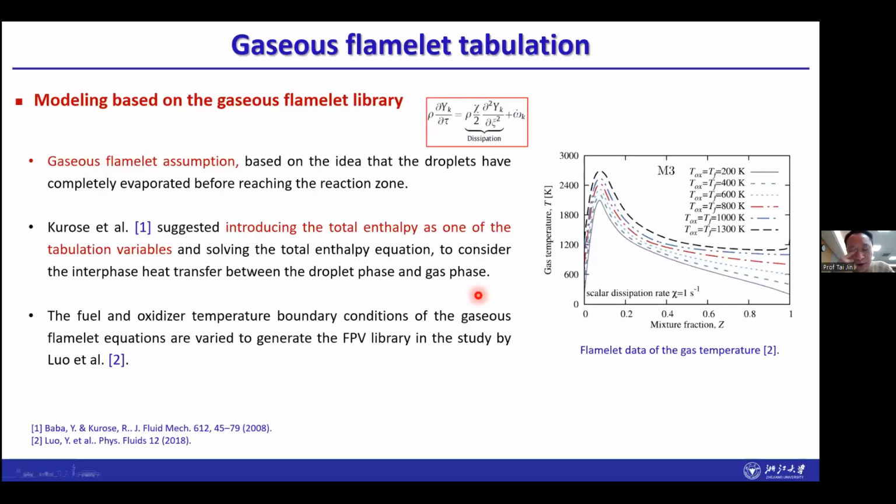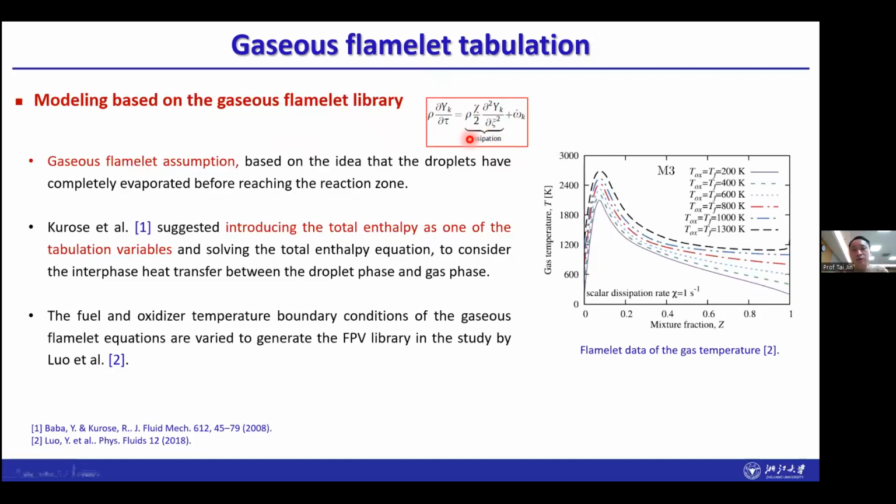But today our topic is about the spray flamelet tabulation. So let's go back to the studies of spray combustion with the flamelet model. From the very beginning, the direct or simple approach is to model the spray combustion based on the gaseous flamelet library, and this is an equation in the mixture fraction space. This equation is solved for the gaseous flamelet library.